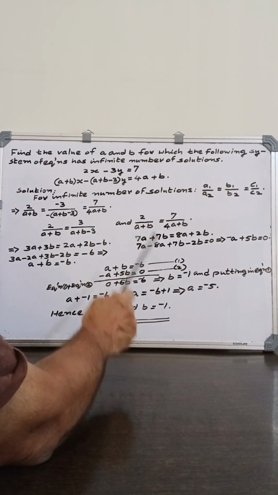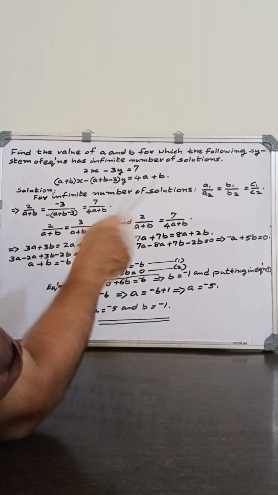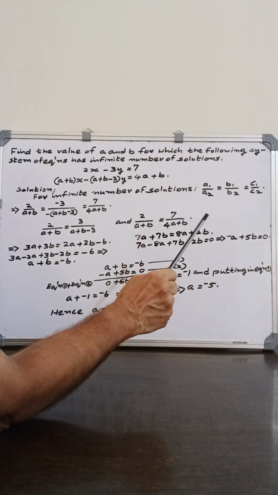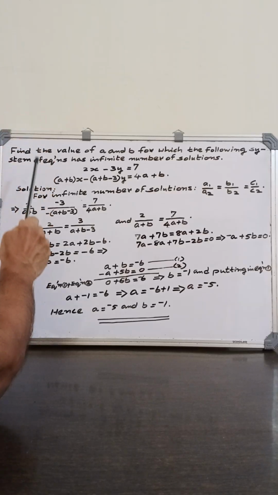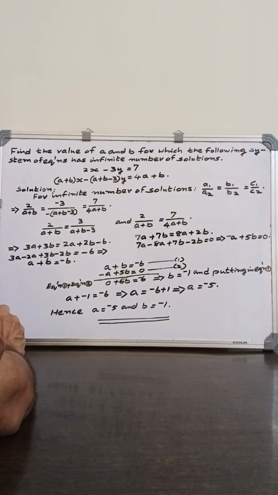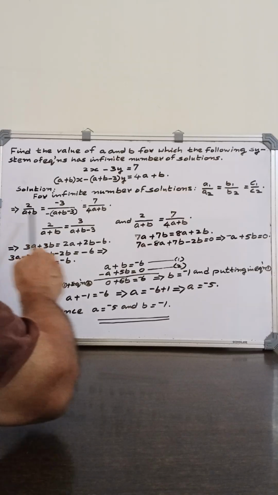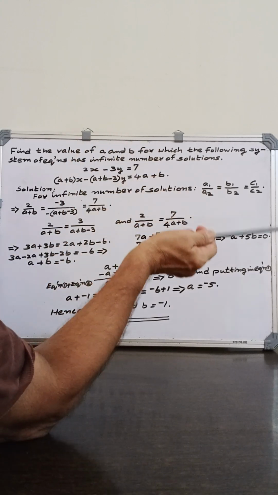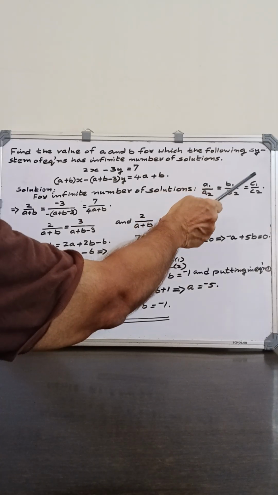That means the system definitely does not have no solution, but there are infinite number of solutions, and all of them satisfy this equation. For that, we have to find out the values of A and B. We already learned one condition. For infinite number of solutions in a given system, A1 by A2 equals B1 by B2 equals C1 by C2.